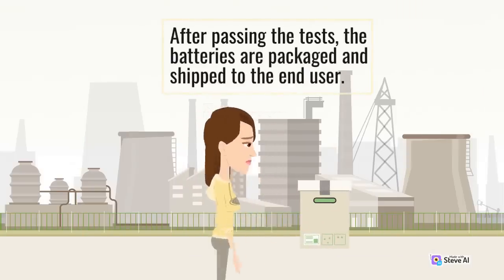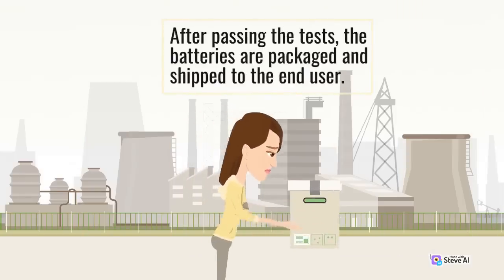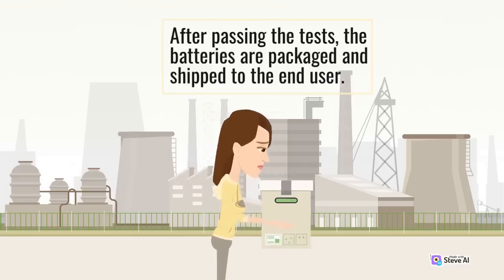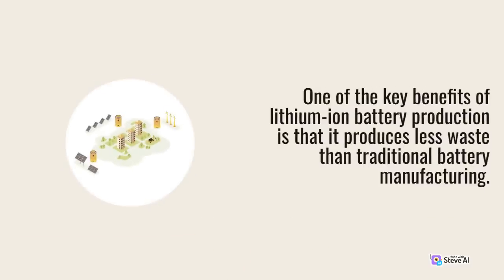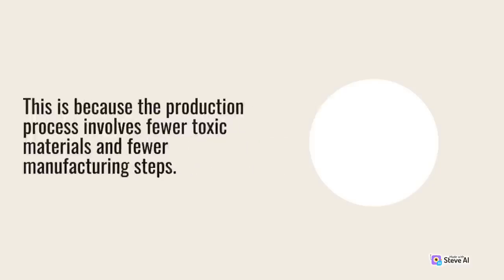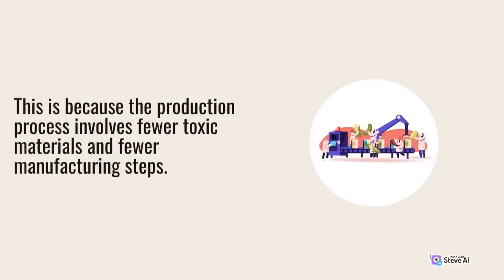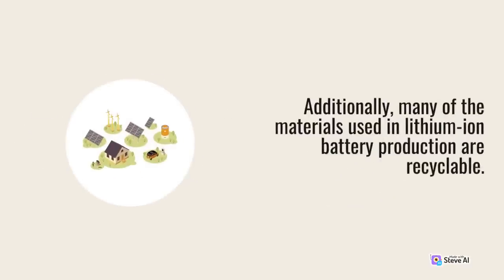After passing the tests, the batteries are packaged and shipped to the end user. One of the key benefits of lithium-ion battery production is that it produces less waste than traditional battery manufacturing. This is because the production process involves fewer toxic materials and fewer manufacturing steps. Additionally, many of the materials used in lithium-ion battery production are recyclable.